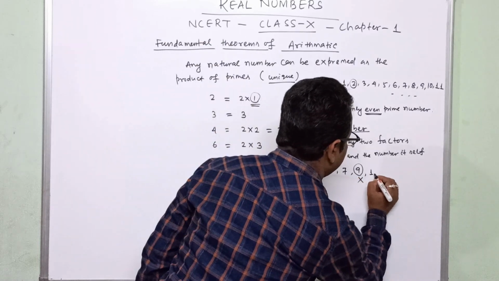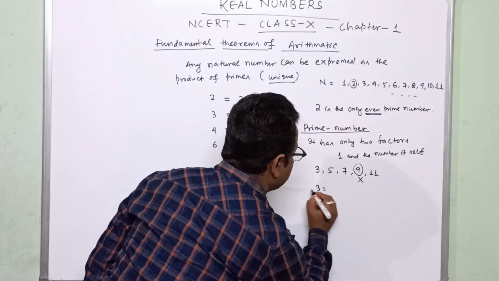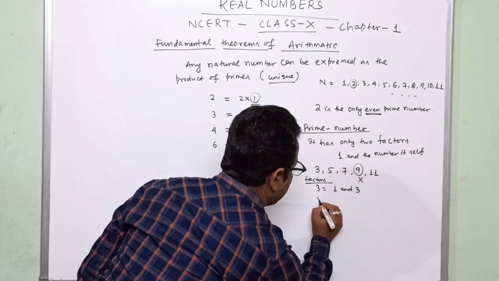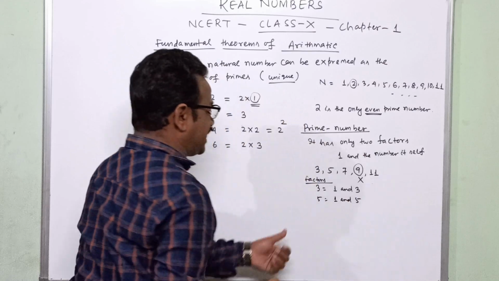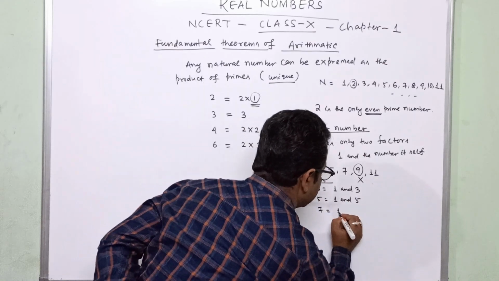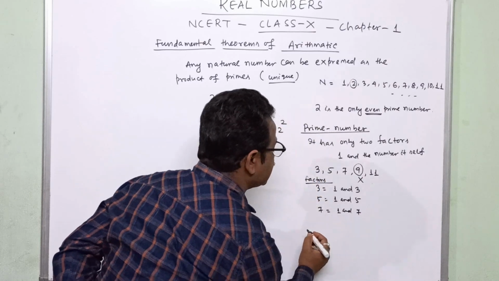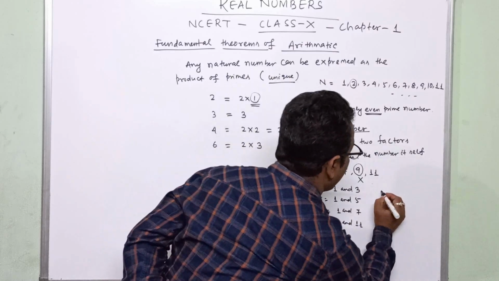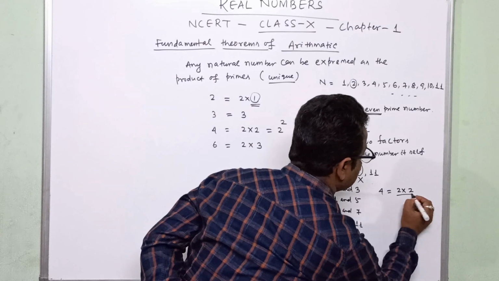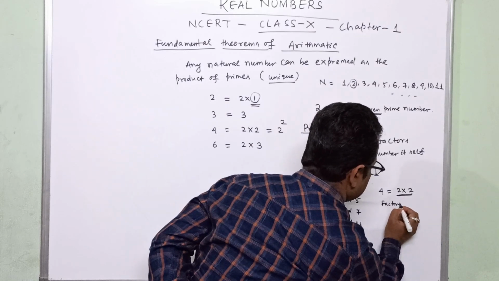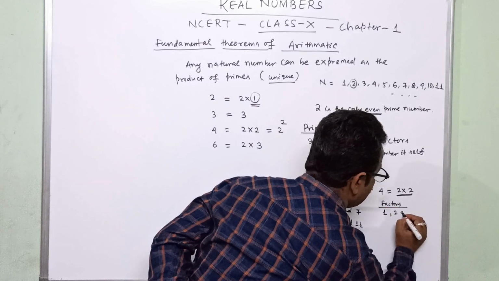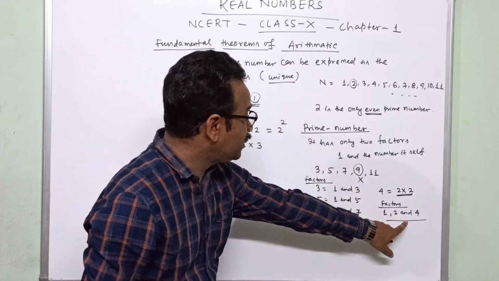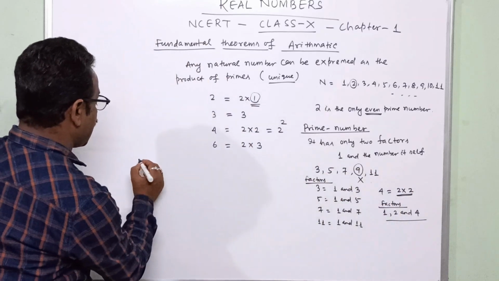Now we'll come to 11. Factors of 3 are 1 and 3. Factors of 5 are 1 and 5; we are not writing 1 since it is common to all. Factors of 7 are 1 and 7. Now you will write 11: 1 and 11. But if you write 4, 4 is equal to 2 into 2, so it has more factors: 1, 2 and 4. More than 2 factors, so it is a composite number.